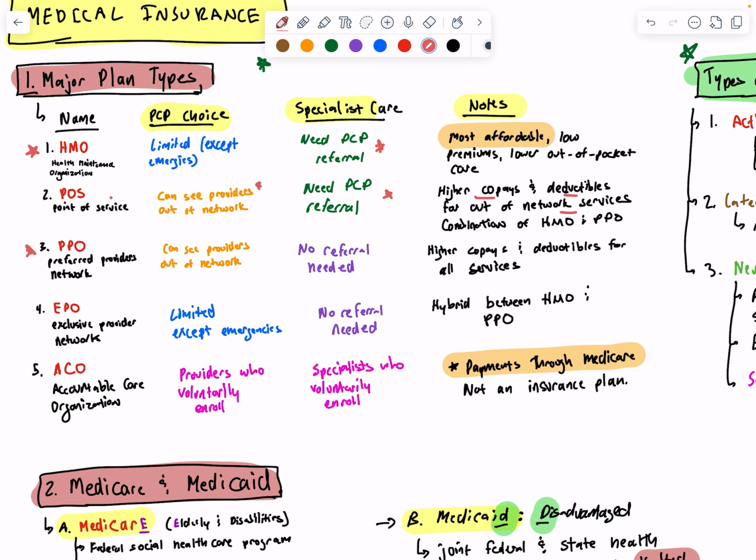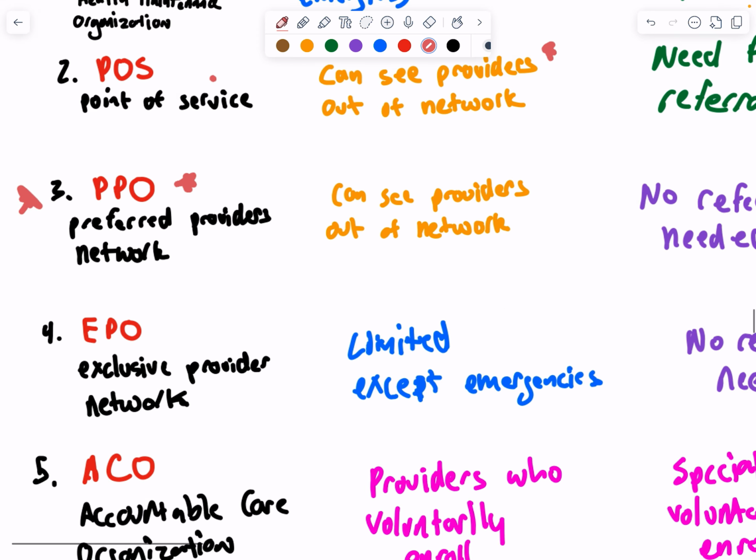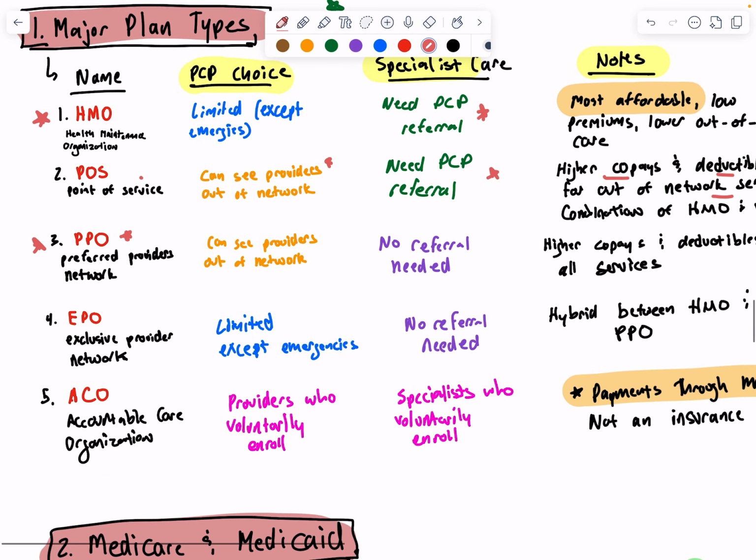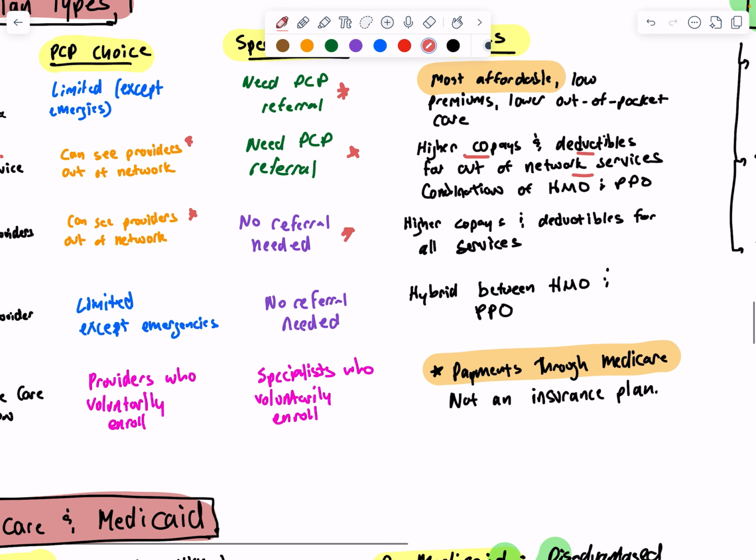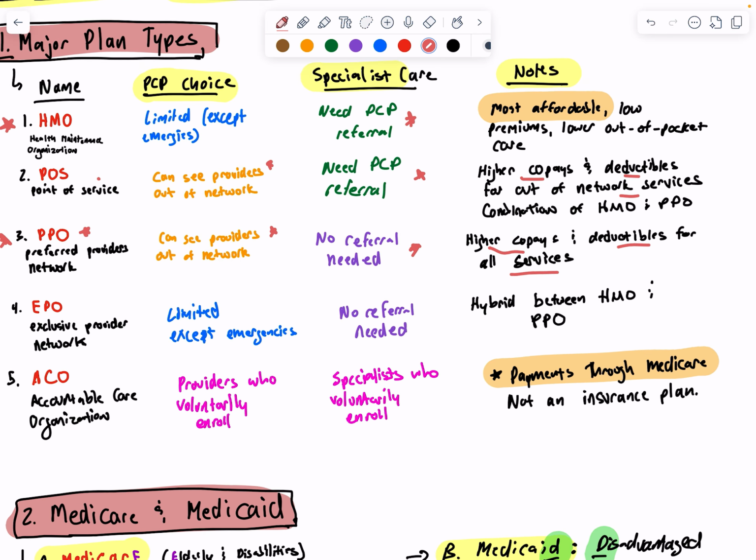The question is, what is a PPO? PPO stands for Preferred Provider Organization, and despite the fact that there are preferred providers in the network, you can see providers that are out of network. You don't need a referral for seeing a specialist. The downside is because you have flexibility, you don't need the referral, you have higher copays and deductibles for all services, which should hopefully kind of make sense, right?